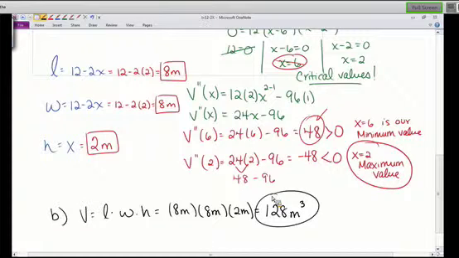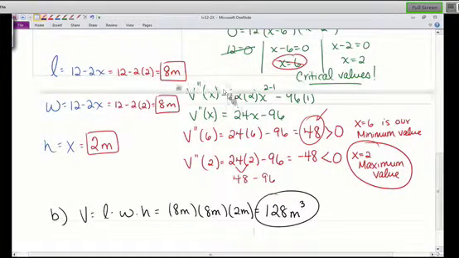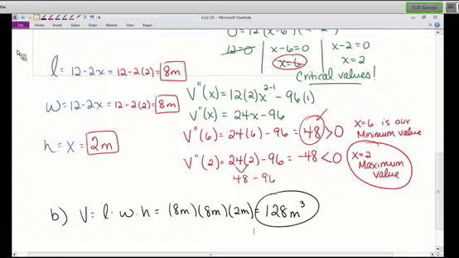Any questions? The mouse. Put off to the side.